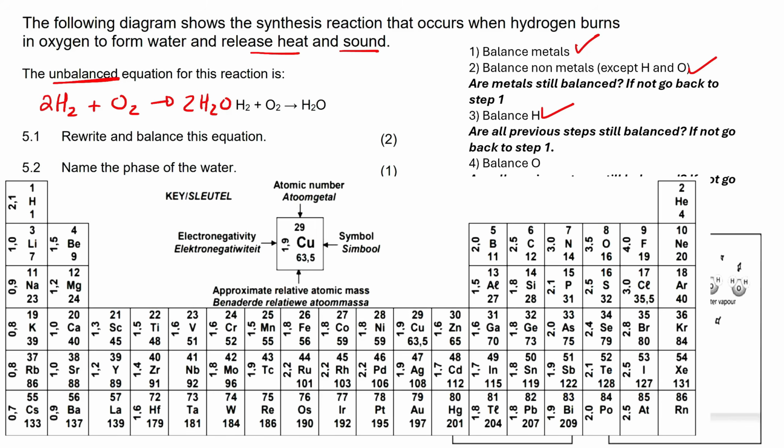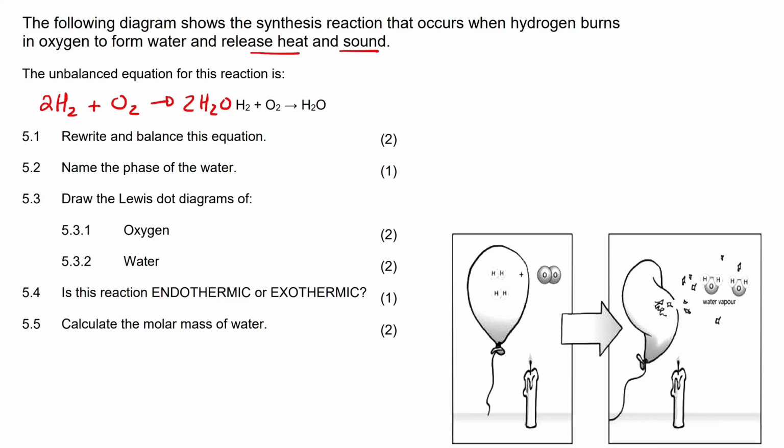So to fix that, I put a 2 in the front. Now we have 4 hydrogens on the left, 4 hydrogens on the right. We've got 2 oxygens on the left and 2 oxygens on the right. And so that is now balanced. Okay, so we've done this one. Now name the phase of the water. So water could be solid, liquid, or water vapor. But if you look here, they said water vapor. So you can just say gas.